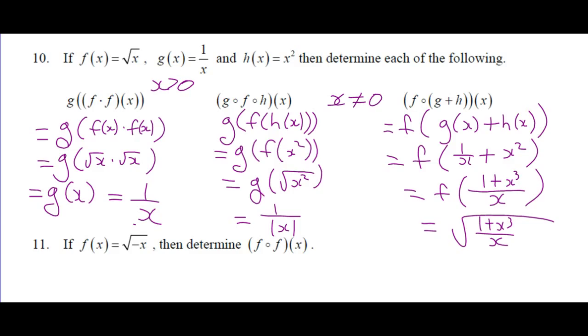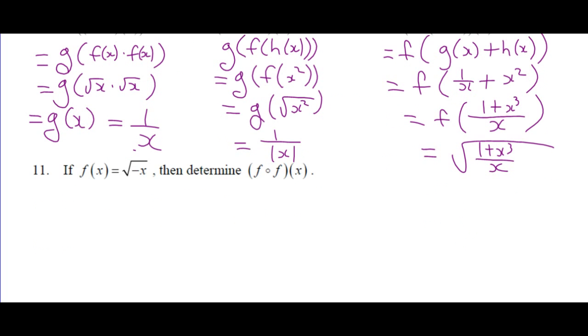Now what do we know? X can't be 0, right? If X is 0, we got problems right here. Now, can it be negative? Well, okay. So we know that 1 plus X cubed has to be greater than or equal to 0. If 1 plus X cubed is 0, we're okay. So X cubed plus 1 is greater than or equal to 0, so X cubed is greater than or equal to negative 1. At the same time, we know that X can't be 0.